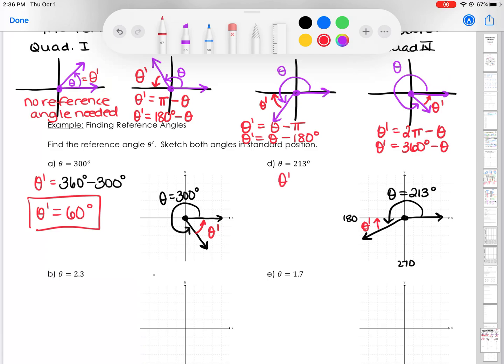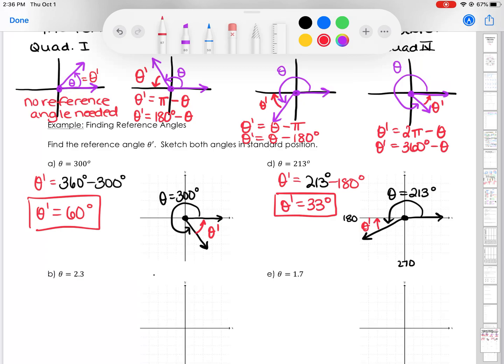So theta is going to equal the original angle, which is 213, minus 180. So really, depending on the quadrant, is going to tell you which formula you're using here. So 33 degrees. And you can kind of do it by eyeballing. It kind of makes sense here. We're going to take away half of a circle to find that little red portion on the graph.